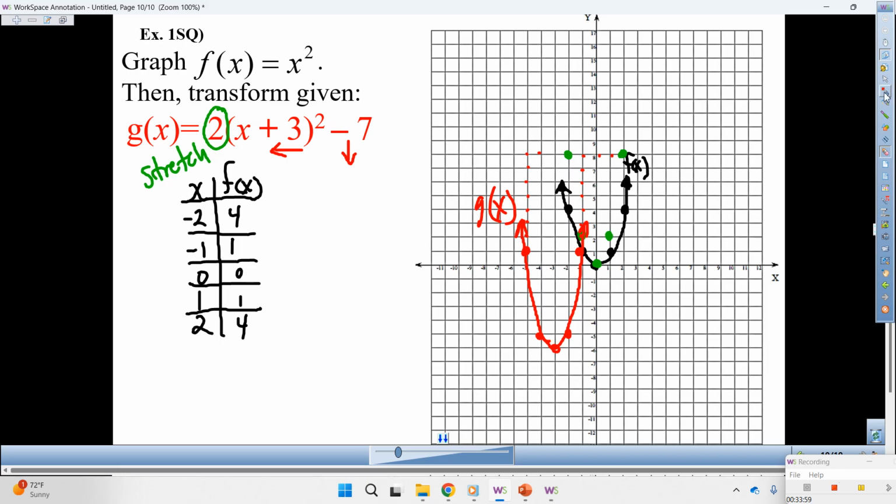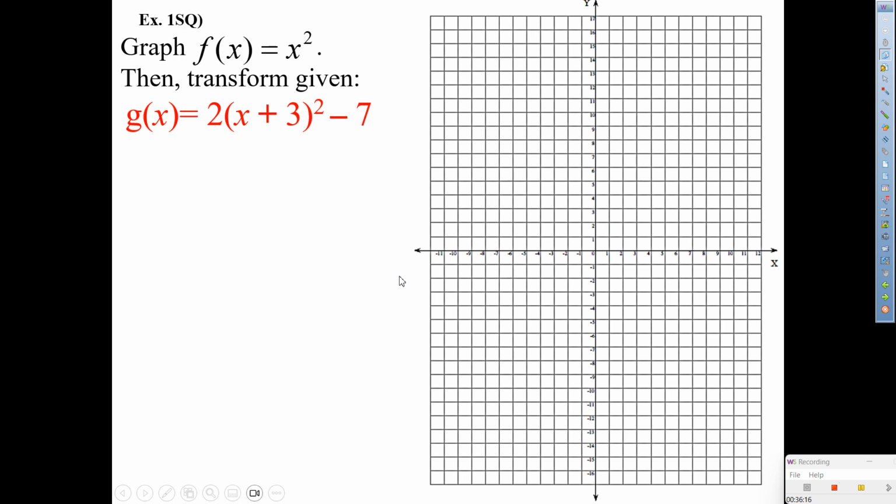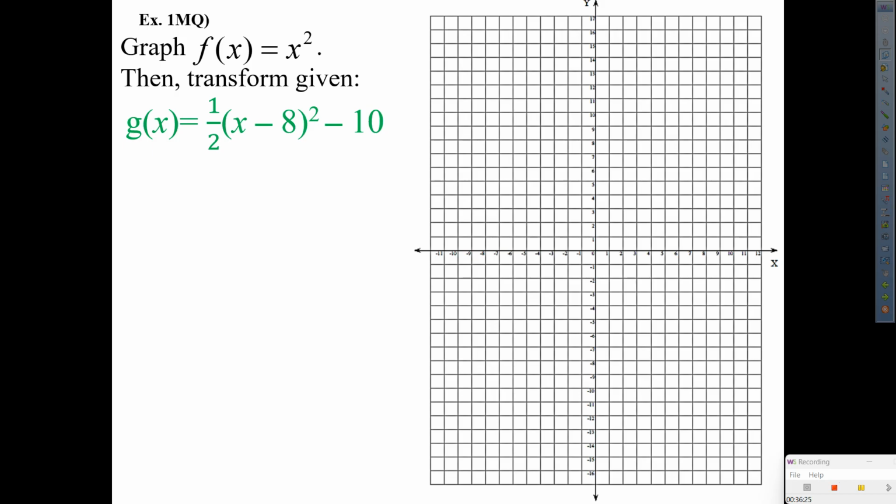All right, from 1 to 5, how comfortable are you with this one? Yeah, now we got some more 5s and 4s. All right. Send that in, and here goes the last one. Graph f of x equals x squared, and then transform g of x equals 1/2 (x minus 8) squared minus 10. So, go ahead and get that one done. Hurry up. Copy and go.